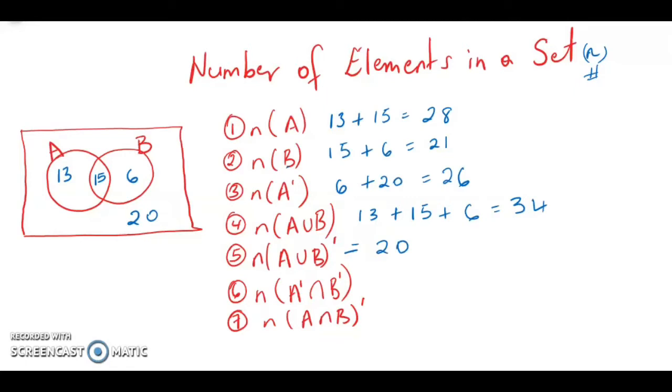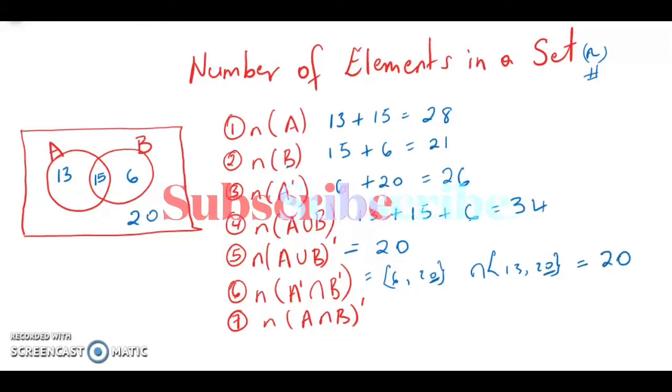For number 6, the number of elements in A complement intersecting B complement. So let us look at what A complement is. Everything outside of A would be 6, 20. And it's intersected with B complement. Everything outside of B would be 13 and 20. So our answer for A complement intersect B complement would be the number that is common to both. So it's equal to 20.